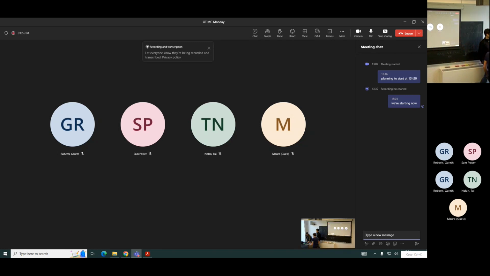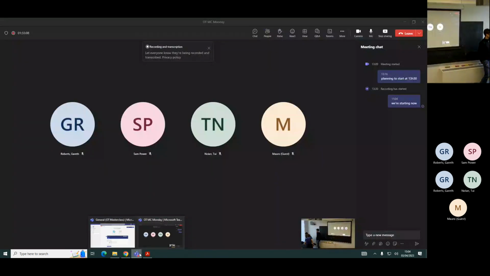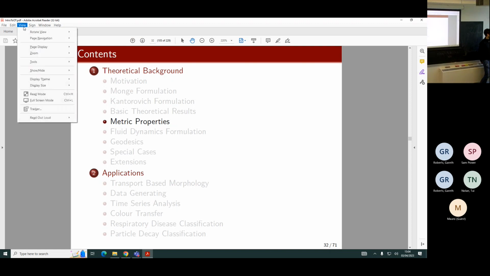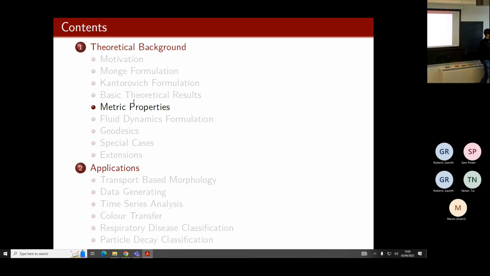Switch screen. To that one. Perfect. Yeah, full screen. All right. Yeah, you can start. Okay, thanks.